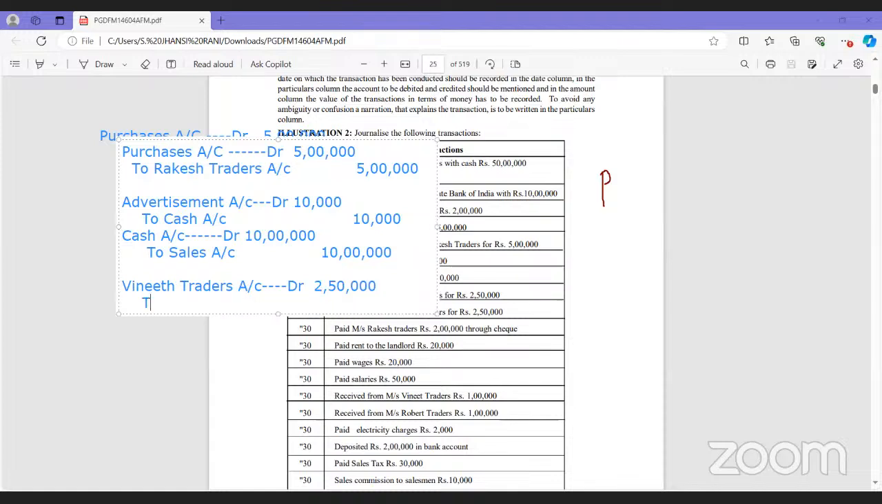By how are we doing it? We are selling our goods. So, to sales account, 2,50,000. Is it clear? Next.